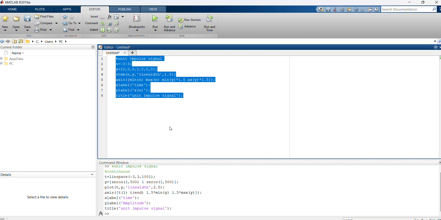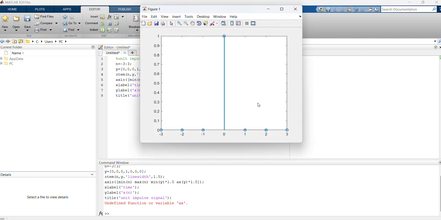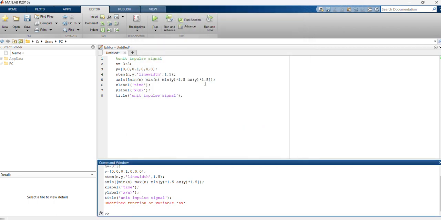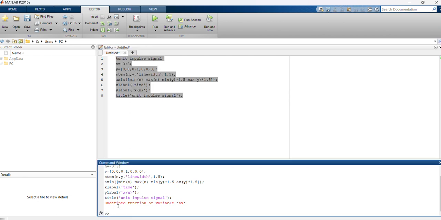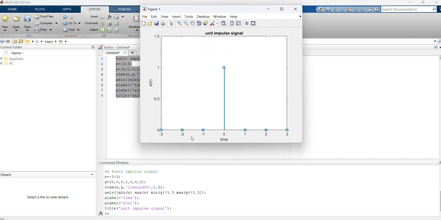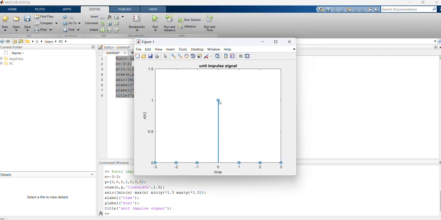let's see how it is going to be. CLC to clear it. And now let's go. What's AX? Okay, there's something wrong over here. What's AX? Okay, I have made a mistake here. Okay, MAX. And over the 0 it's 1, and elsewhere it's zeros, discrete as it is shown.